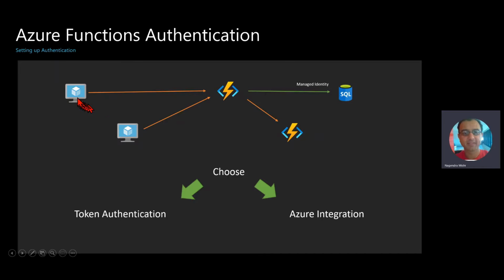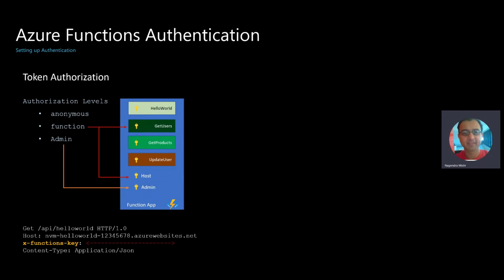In token authentication, there is a special token that you're going to manage, and you basically set up your calling application to use that token, and Azure Functions will only allow that call to succeed if the token is present. The token can either be provided in the URL as the code parameter, or it can be provided over the HTTP header. So let's take a look at the token authorization. How does that work?